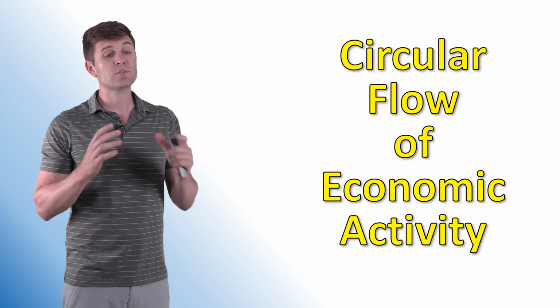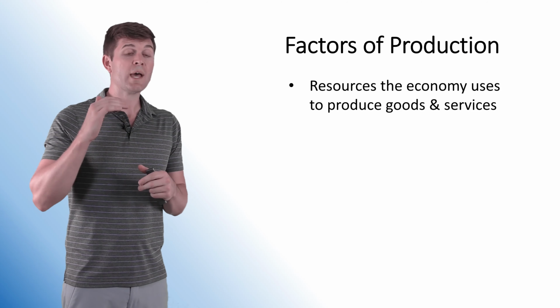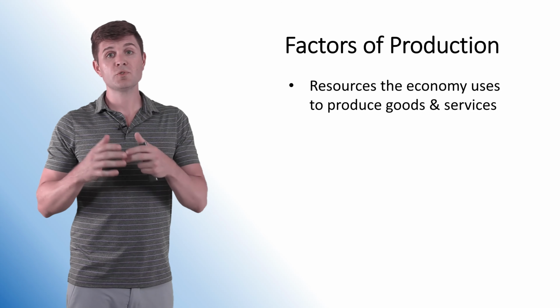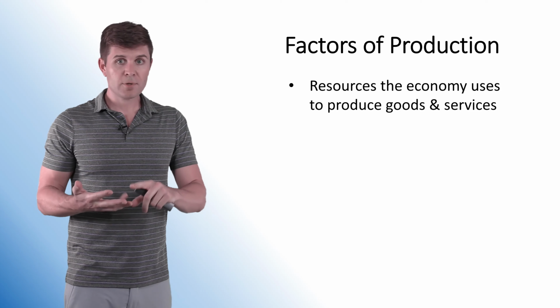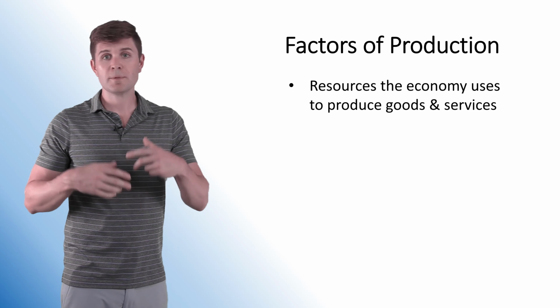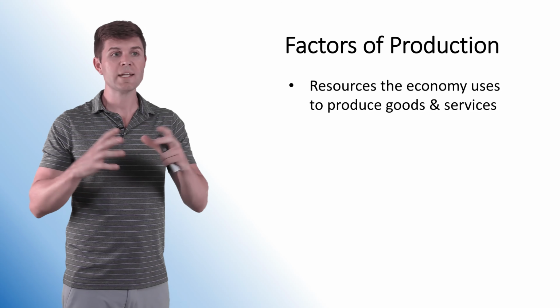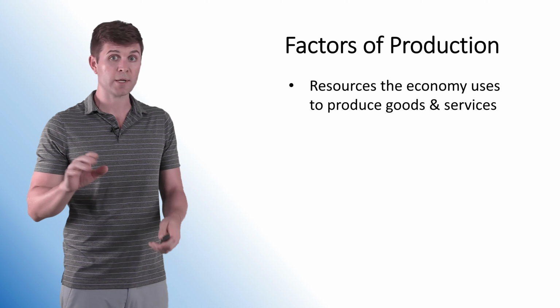Today we're going to look at the circular flow of economic activity. All right, but before we get into that model, we have to look at the factors of production. Factors of production are the resources used in the production of goods and services. This could be your labor, your natural resources, the machines, the vehicles used, the tools that the workers use. Any of that, including the entrepreneur themselves, are considered to be the factors of production. And we'll break them down in the next slide.